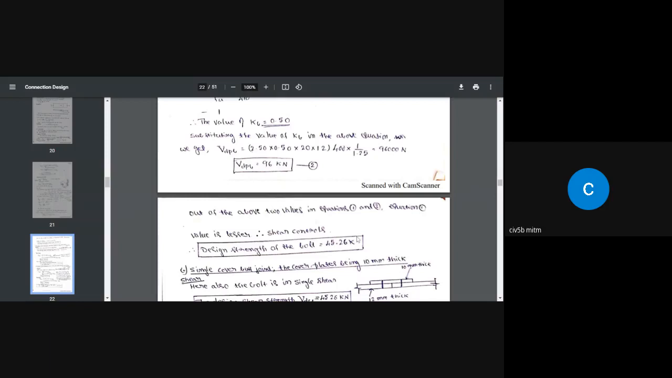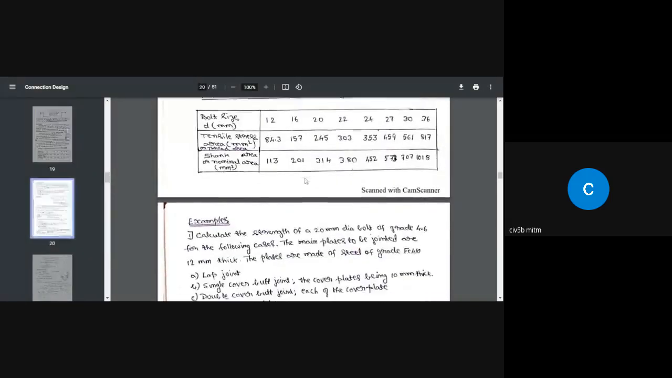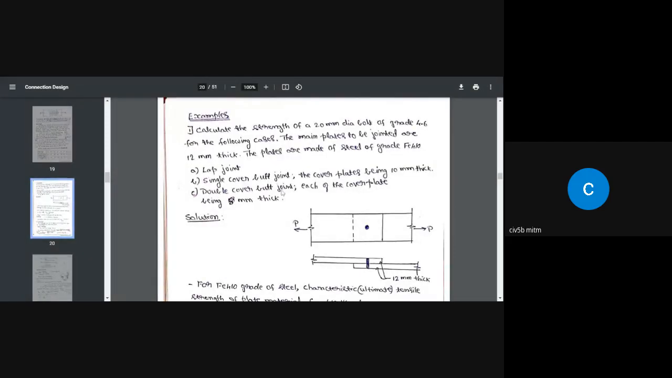So that is the first case. Next, if you go to the problem once again at the top, it says the second case, that is a single cover butt joint, the cover plates being 10 mm thick.